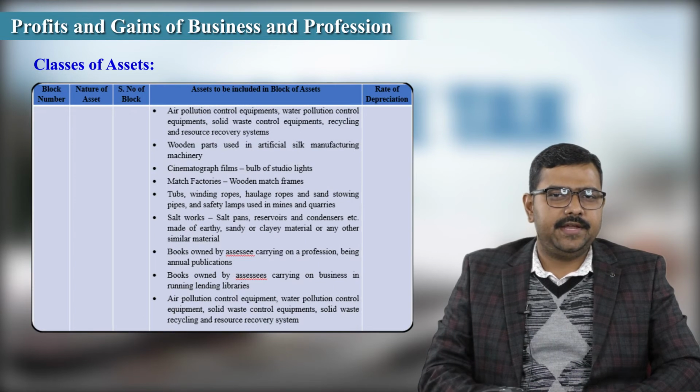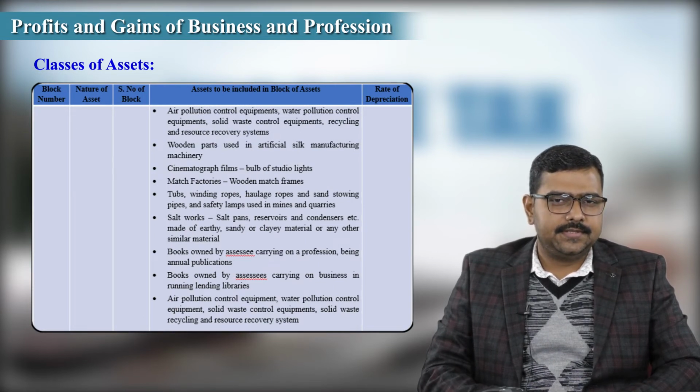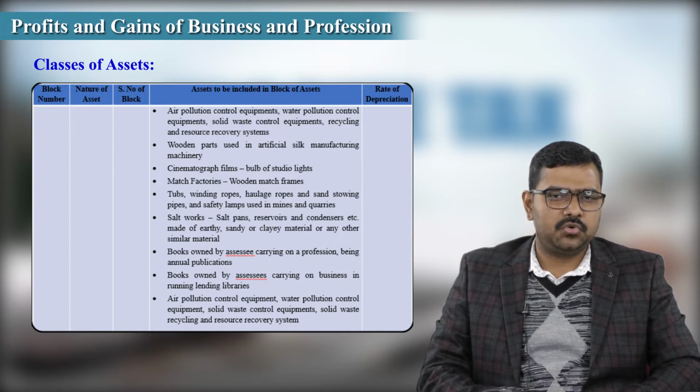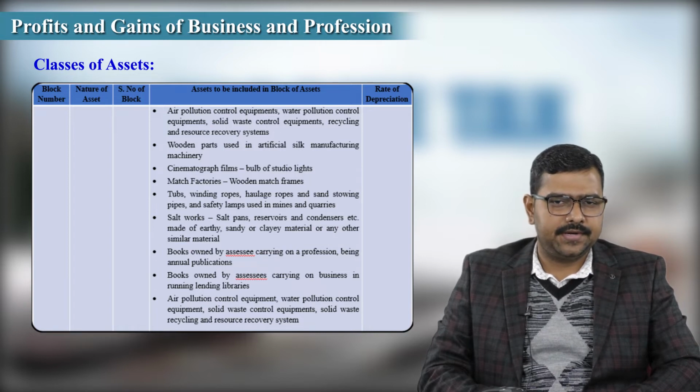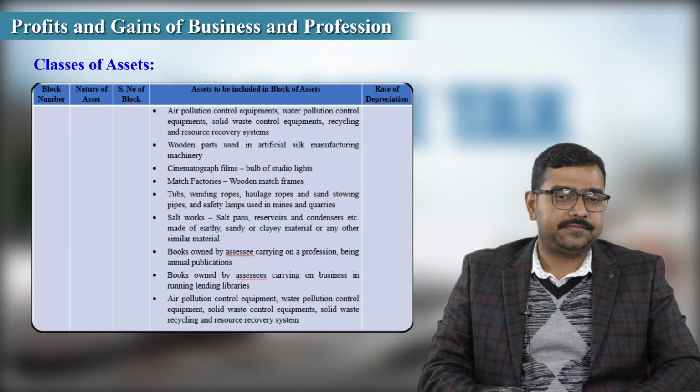Next, we have air pollution control equipments, wooden parts, cinematograph films, match factories, tubes, salt works, books owned by assessees carrying on a profession being annual publications, books owned by assessees carrying on business in running lending libraries, and finally air pollution control equipment. These all are depreciated at the rate of 40%.